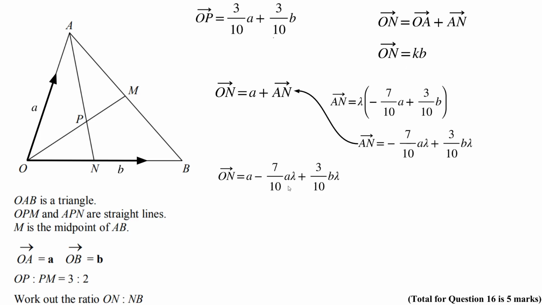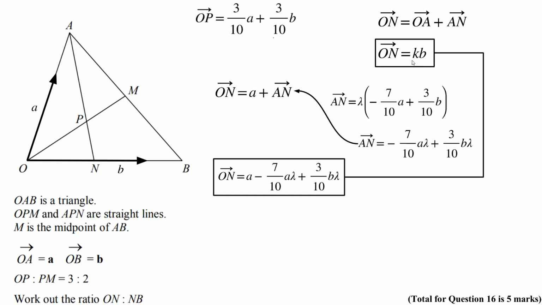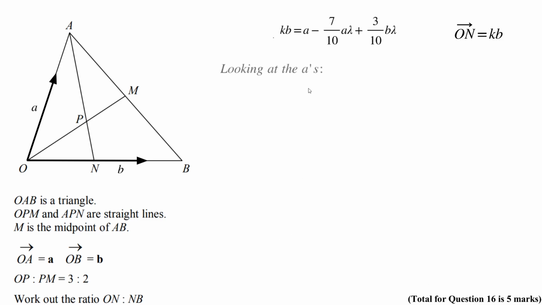Because remember, we have this, set these equal to each other because they're both the same, and then we're going to equate coefficients again. So looking at the coefficients of a, looking at the coefficients of b. On the a's, on this side, we have 0 equals 1 minus 7 over 10 lambda. I've just put it on another slide. So we have 0 equals 1 minus 7 over 10 lambda. So 7 over 10 lambda equals 1, so lambda equals 10 over 7.